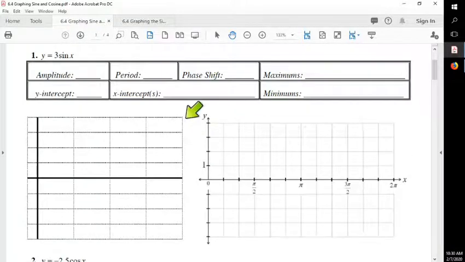This graph right here is optional. I call this the cheater graph. We use the cheater graph and then we go to the scaled graph. It makes our job easier when we start graphing these trig functions.